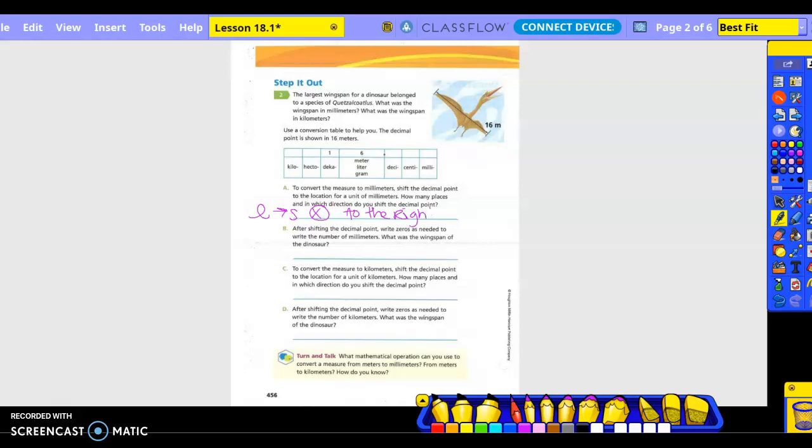After shifting the decimal point, write zeros as needed. Write the number of millimeters. What is the wingspan? So basically, we would shift this decimal point. The decimal point's here. We need to shift it all the way over here. So I shifted it how many places? 3. So what do I need to put in there to hold my spot? 0. So I'm going to write 16 with 3 zeros behind it, right? Go back in and add a comma. And now what place are we at? What is this box? Millimeter.